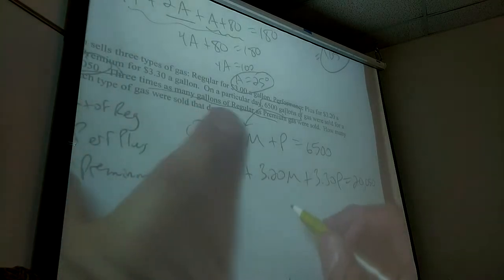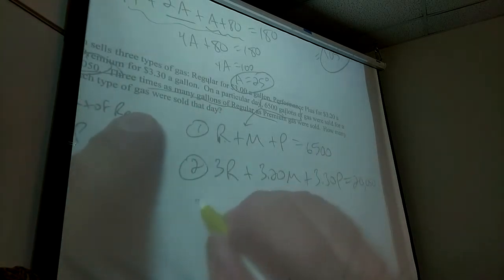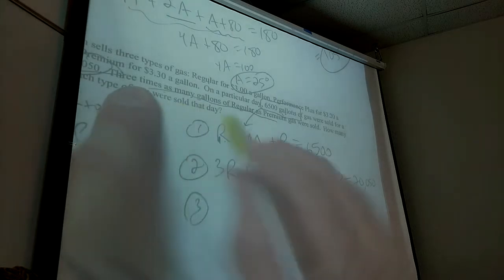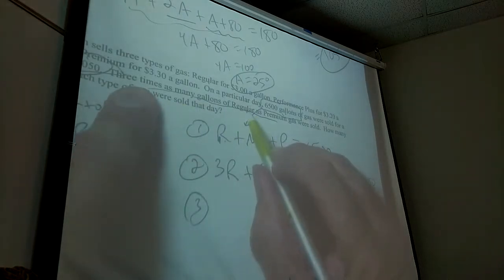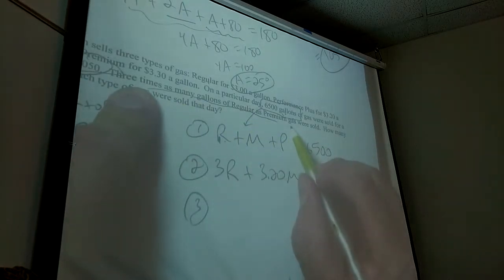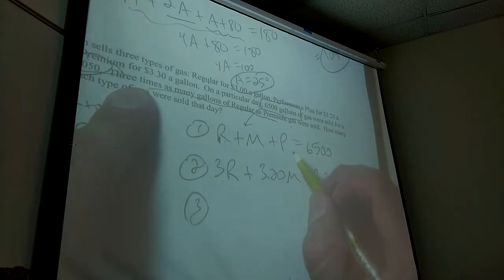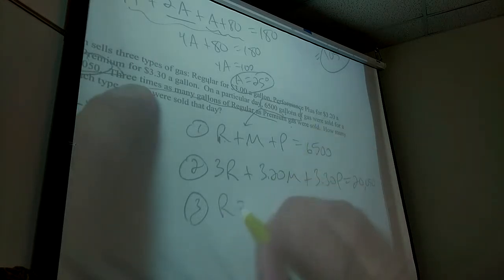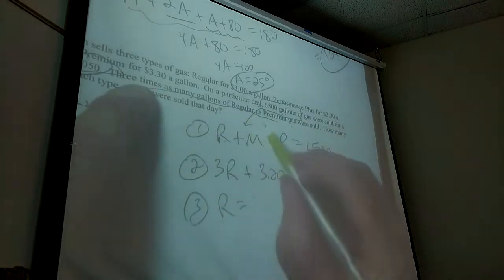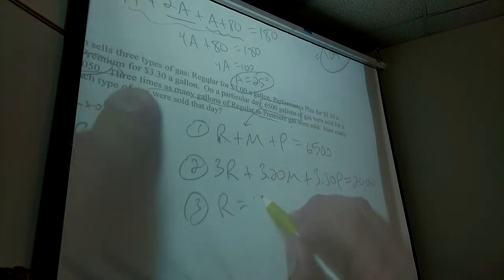3 times as many gallons of regular as premium gas were sold. Now that's a little bit weird. How do I tease that out? Which one was there more of, regular or premium? Regular. So regular is 3 times as many gallons of regular as premium. 3P.